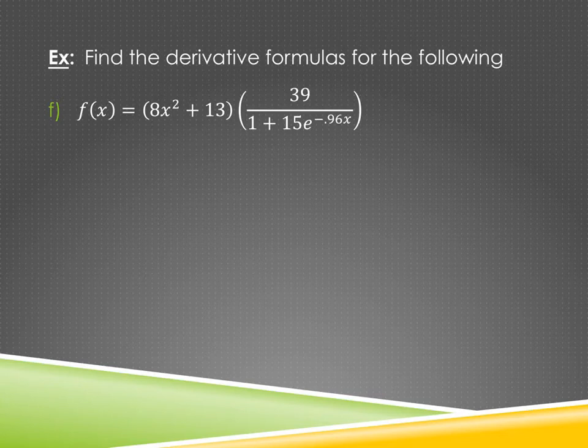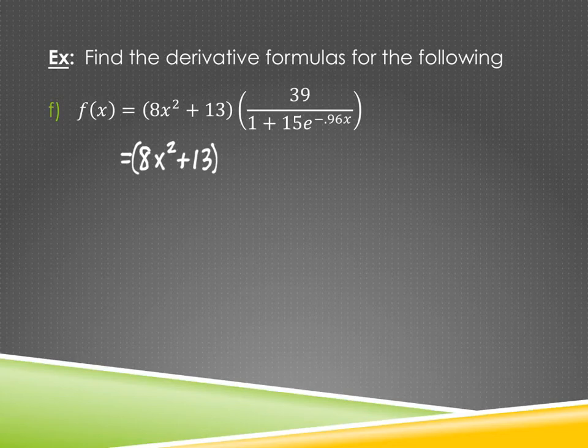The thing about this one that makes it tricky is that that second piece, 39 over 1 plus 15e to the -0.96x, is a logistic function, right? And do you remember last class period when we did logistic functions that it's a chain rule inside of a chain rule? And that's what makes this messy. Okay, so the first piece though is not a chain rule at all, so that part's helpful that at least we don't have that as well. So this piece stays put. I'm just rewriting right now.